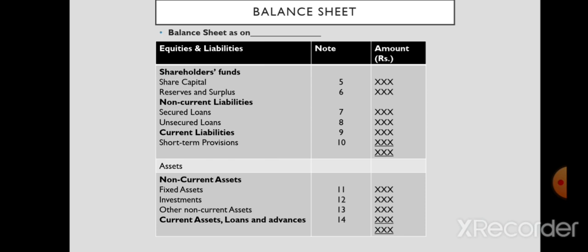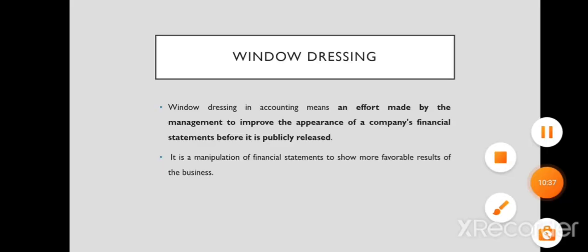Under note 12 we will arrive at investments. Companies would have invested in government securities, in shares and debentures of other companies, or any other kind of approved securities. We will consider all such investments and we will arrive at the total investments under note 12.